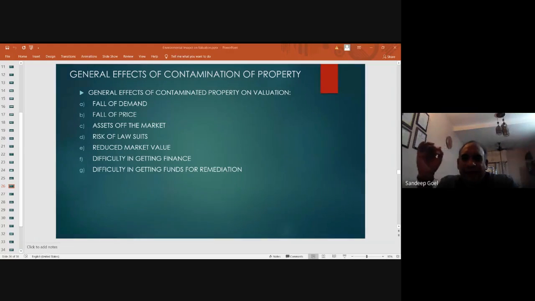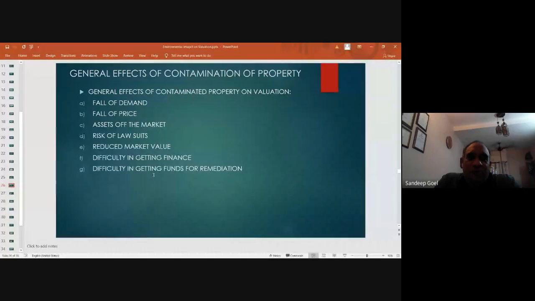Property is polluted, we will not buy it. That area is polluted. There are a lot of problems of pollution. Nobody wants to buy property in a place where pollution is there, and this is a major concern. In this way, fall of demand, fall of price, the asset gets out of the market, risk of lawsuits. There is a risk that suits can be filed, disputes in the NGT, High Court, local courts can also be there.